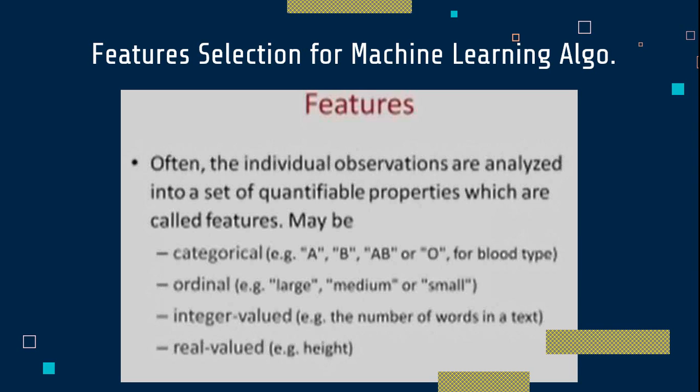I also inform you that before you select the data set, you also select the feature. So what do you mean by the feature? First, understand what a feature is. The feature is individual observations that are analyzed into a set of quantifiable properties, which are called features. So these are the individual observations.